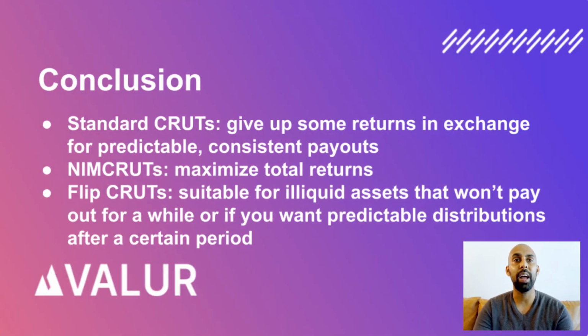In conclusion, although everyone's preferences and circumstances are different, Standard CRUTs can be a good fit for people who are willing to give up potentially higher returns in exchange for relatively predictable and consistent payouts. NIMCRUTs, on the other hand, typically maximize the total returns over a long charitable remainder unit trust and are for people who don't need consistent distributions every year. And Flip CRUTs generally work best for people who have illiquid assets that they won't be able to liquidate for a while, or when someone values predictable distributions after a set event or certain period of time.